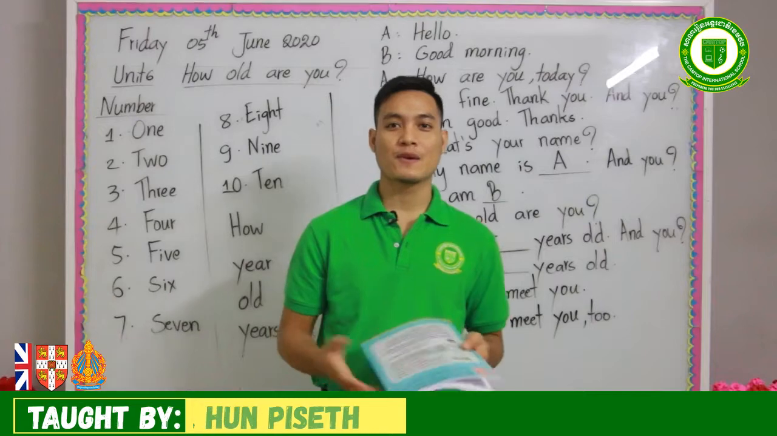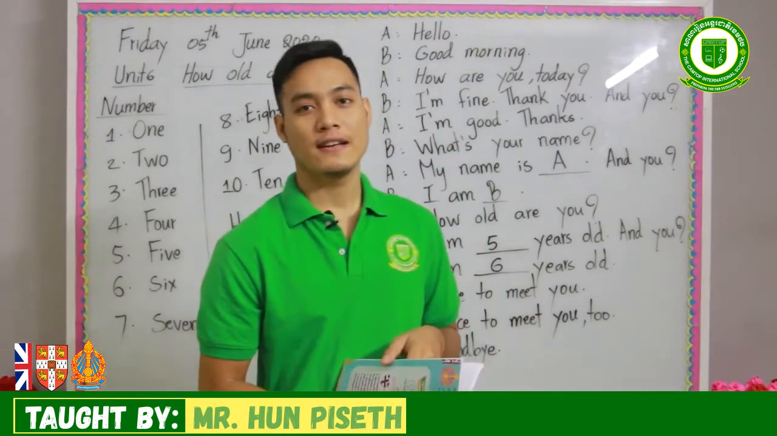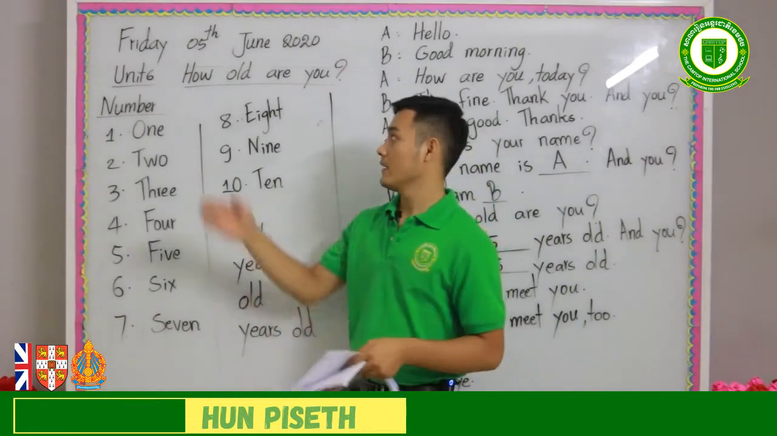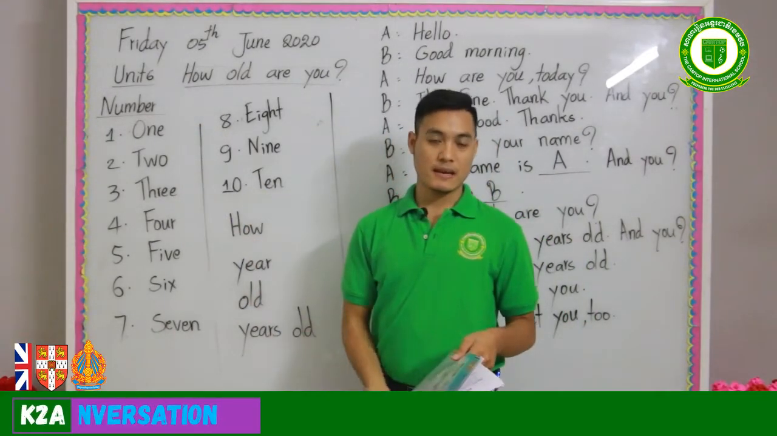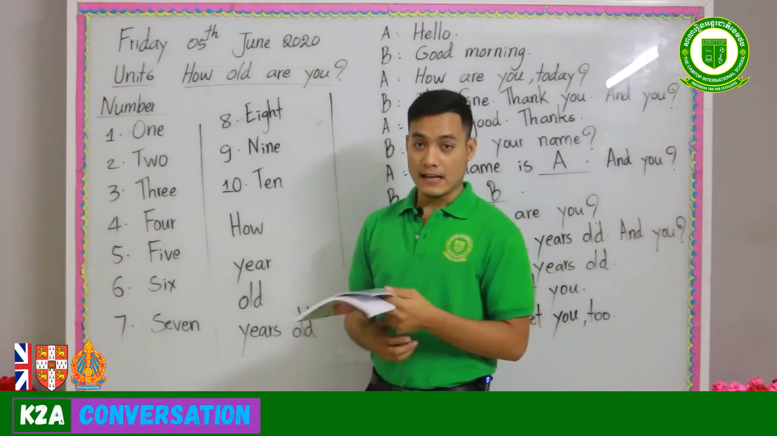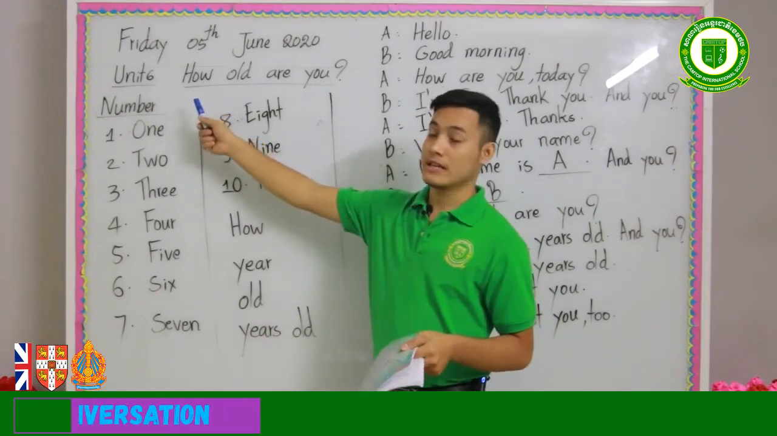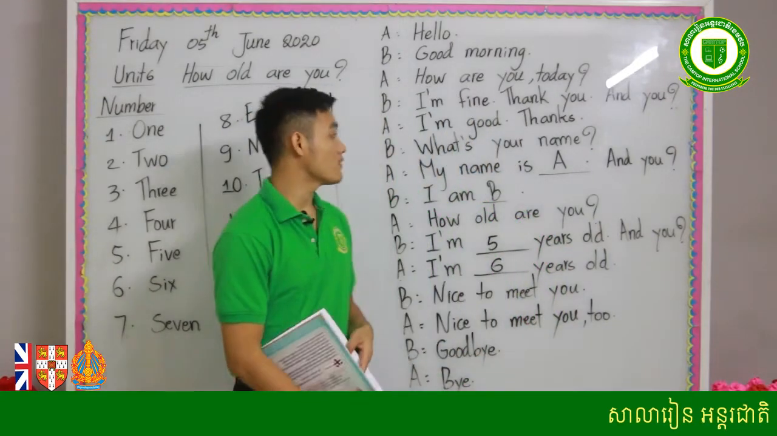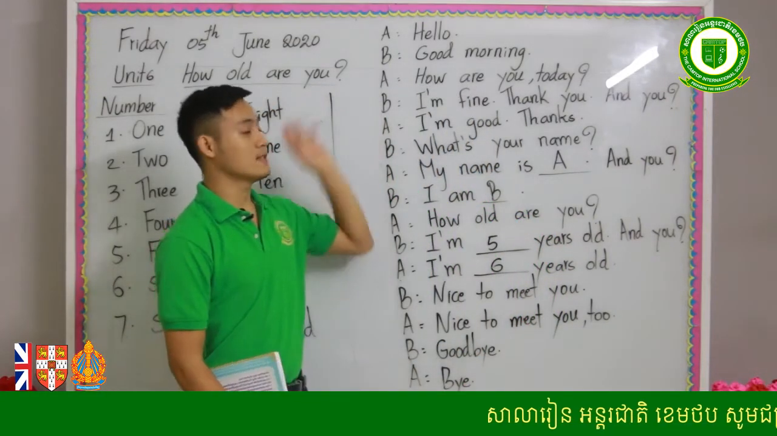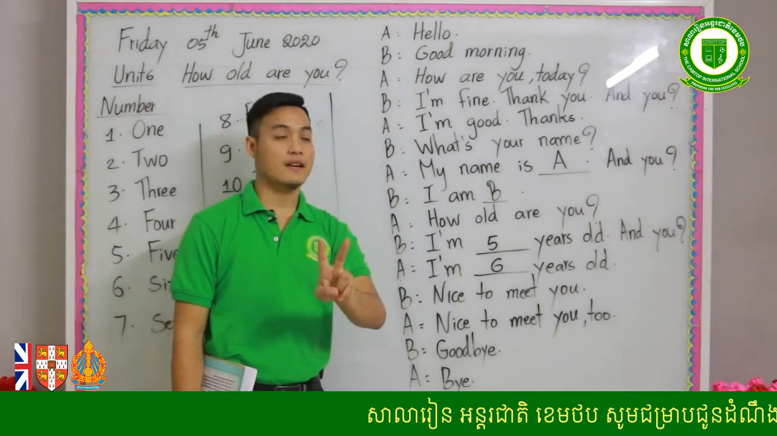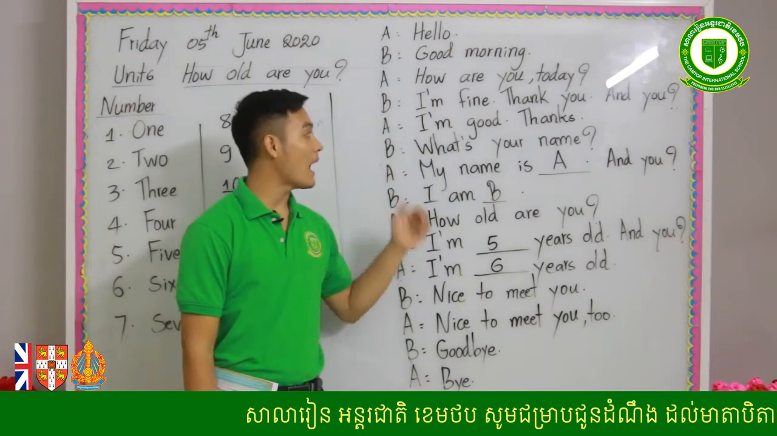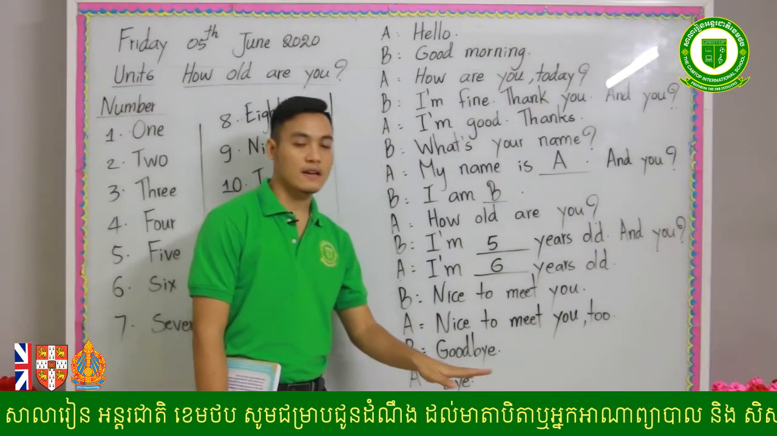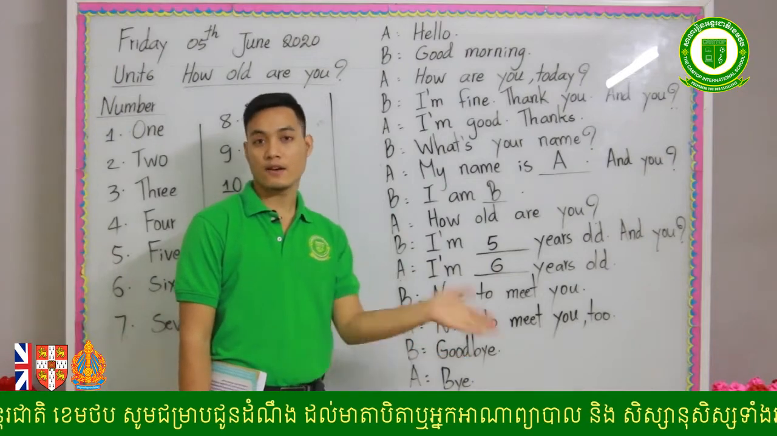Good morning, class. So this is the last part of the lesson, okay? So today we learn a lot about numbers, especially number 1 to number 10, and especially how to answer the question, how old are you? Like the conversation right here, where two people ask each other what's your name, how old are you, how are you today, from the first meeting until saying goodbye.